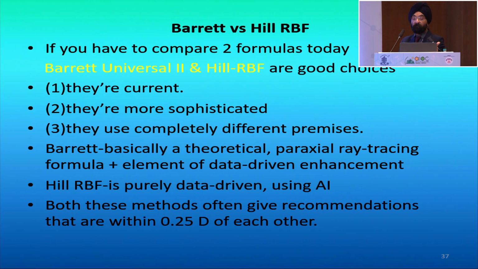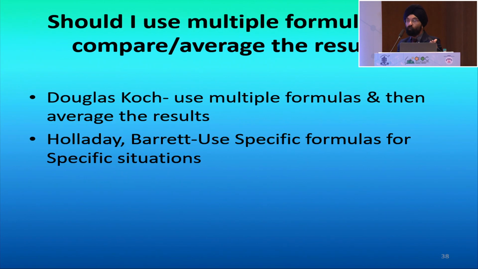Now if we compare Barrett and Hill RBF, both are current formulas, both are more sophisticated, and surprisingly both use different theoretical premises, but both give you readings which are within 0.25 diopter of each other. So what should I do? Should I use multiple formulas and then average the results? Douglas Koch uses this premise, but Holladay and Barrett say use specific formulas for specific situations instead of averaging.